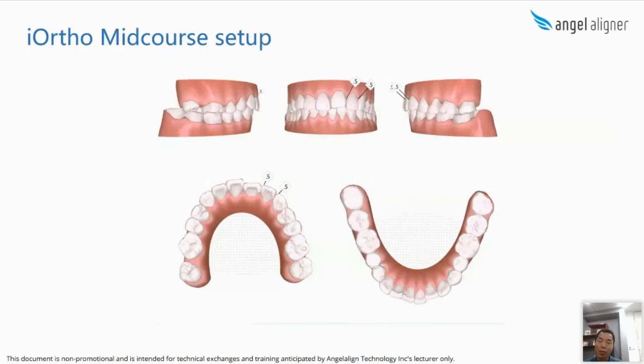So the case was also rebooted and started a mid-course correction with more IPR here to create space for tooth 21, and we also designed a beveled attachment on this tooth. Let's see the treatment plan, the virtual treatment plan. This attachment was designed to extrude tooth 21.